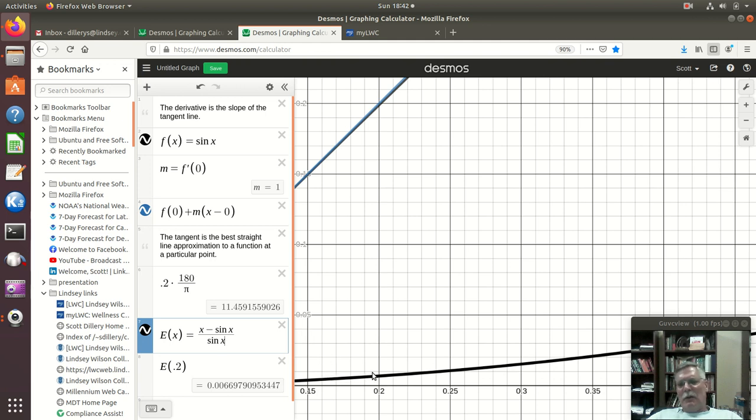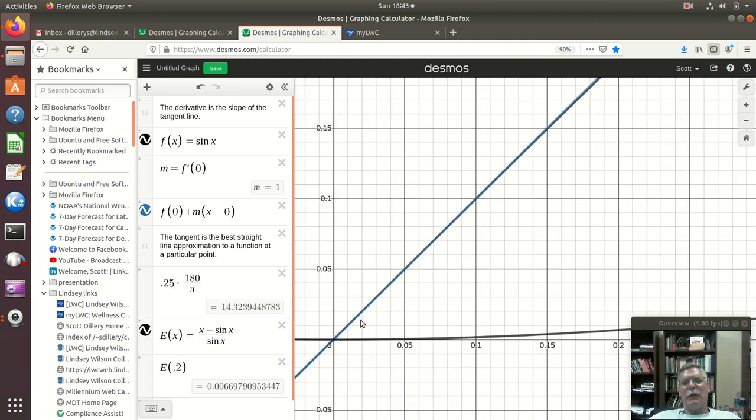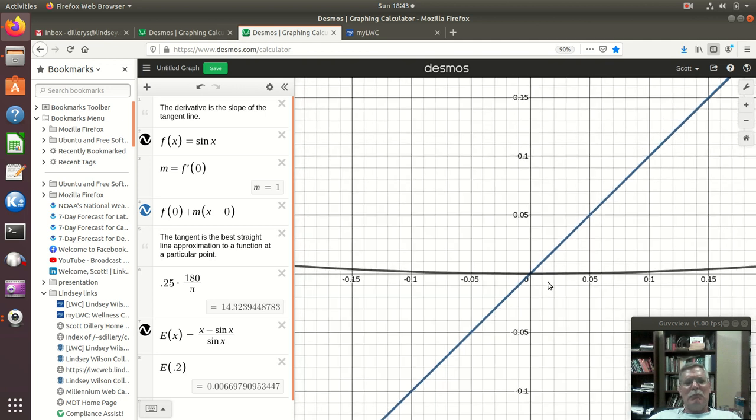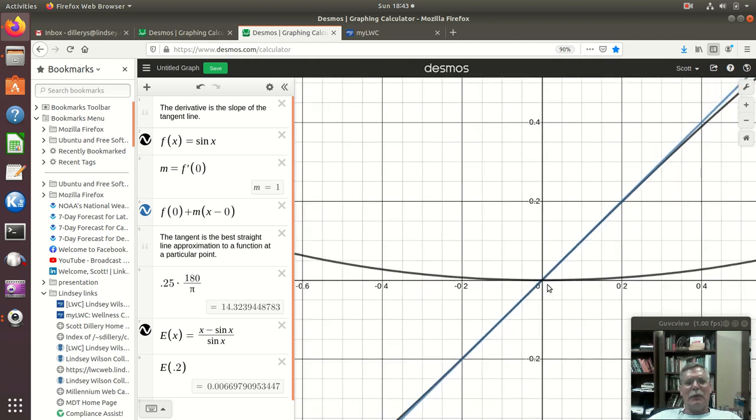So here's 1% error. Well, it looks like we hit 1% error at about 0.25, and maybe that's as much error as I would ever want. Who knows? 1%. But see, we're almost to 15 degrees. So really a very good approximation. Okay, so what good has that done?